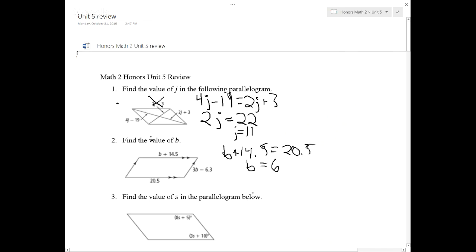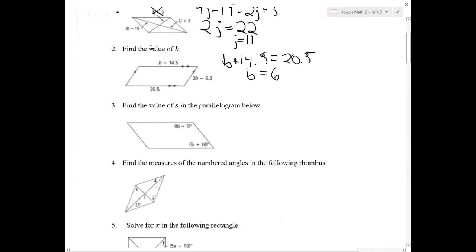For number 3, we need to find the value of s in our parallelogram. The rules we have for a parallelogram are opposite angles are congruent, and then that consecutive angles are supplementary. These angles are consecutive, so we're going to set them up as supplementary. We'll go 8s plus 5 plus 3s plus 10 equals 180. We then combine them to get 11s plus 15 equals 180.